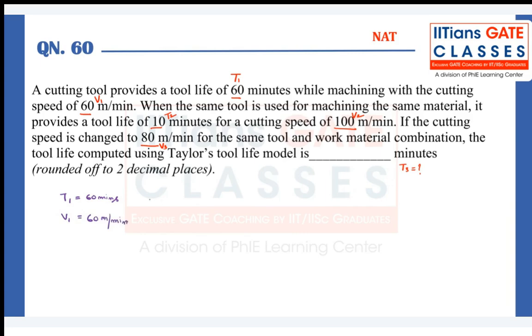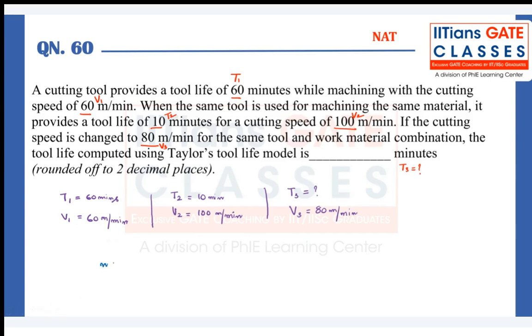Now case 2. Tool life T2 is 10 minutes only, and V2 is 100 meters per minute. The third case is also given: T3 we need to find, and V3 is given as 80 meters per minute. Now n is not given, so immediately what do you need to do, guys?